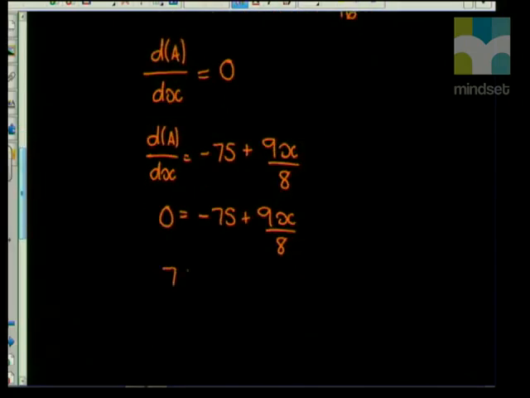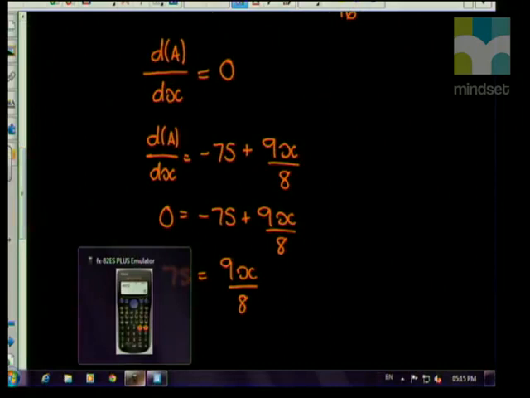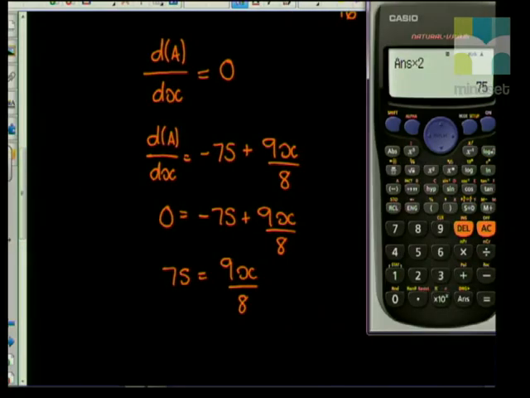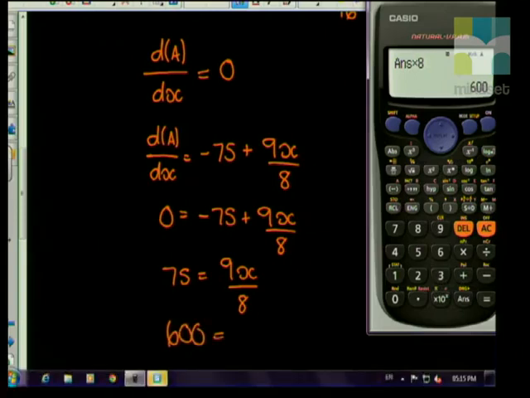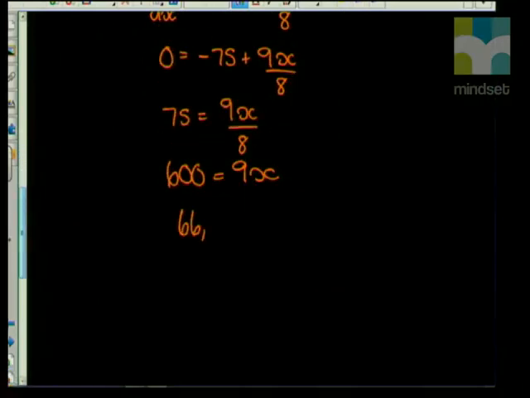Let's make that positive 75 equals 9x over 8. 75 times 8 gives us 600. 600 equals 9x, and we divide by 9, leaving us with 66.67 as a value for x. So there we go, that's what we've done. If the question went one step further and wanted to know the actual maximum area for your square, we would take that value for x and substitute it back into the area formula, giving you the maximum area.